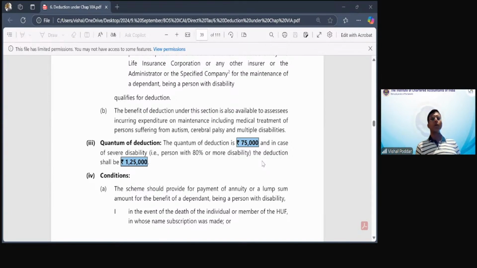Pallavi beta, what is lower amount is paid? I gave you an example of a lower amount only. You spent only 1,000 rupees. Still, I am giving you a deduction of 75,000. Are you getting my point? Yes, obviously. That is the rule. You will get a deduction of 75,000. That is the special point of this deduction.